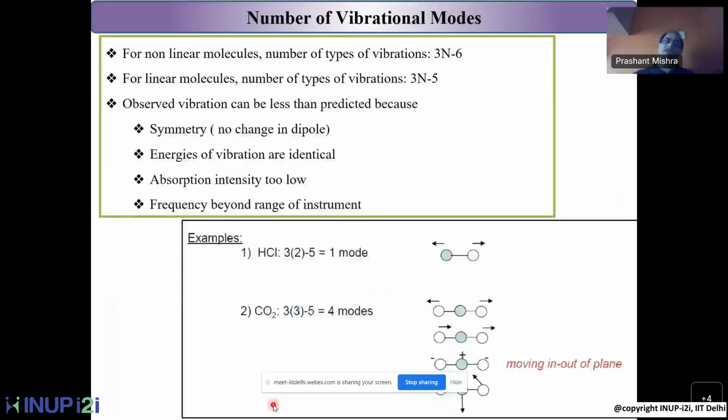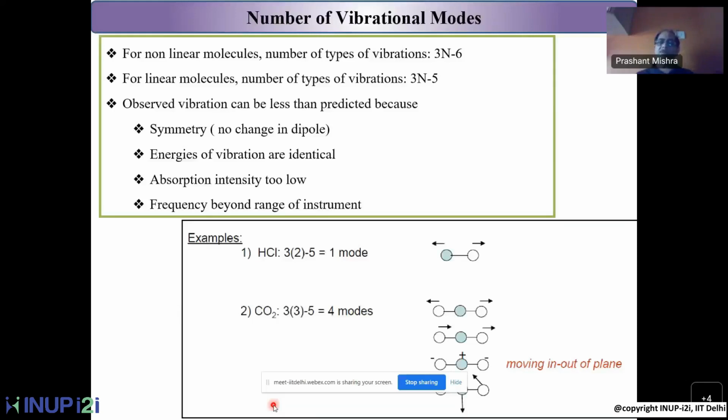Now, how do we calculate the vibrational modes of these molecules? For a non-linear molecule, the number of types of vibration which can occur is 3n minus 6, whereas for a linear molecule, the number of types of vibration could be 3n minus 5. So linear and non-linear molecules will show a different number of vibrations. The observed vibration can be less than the predicted one.